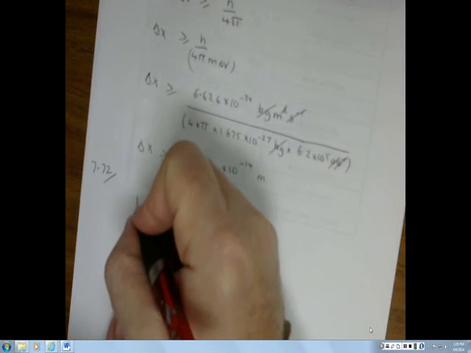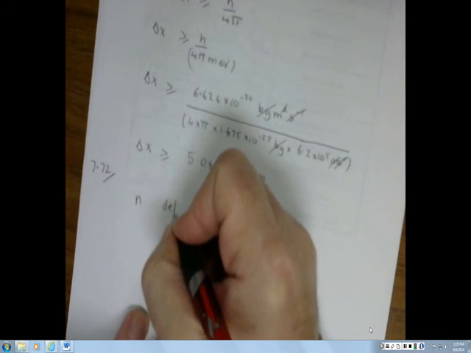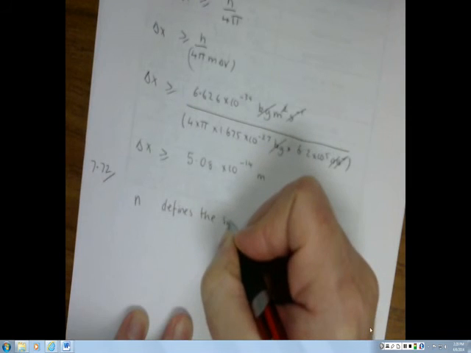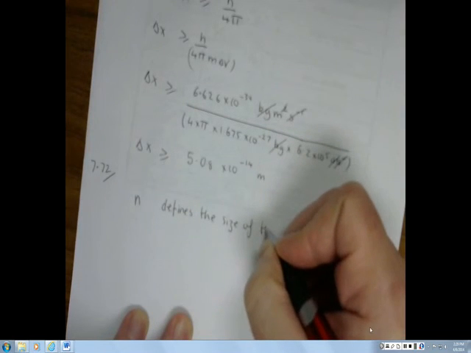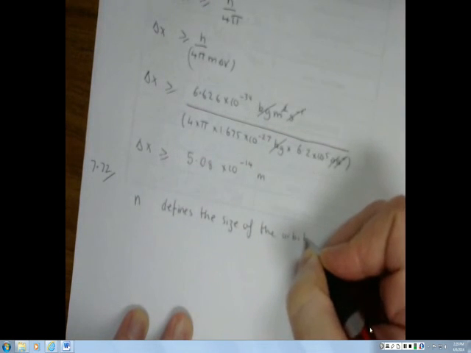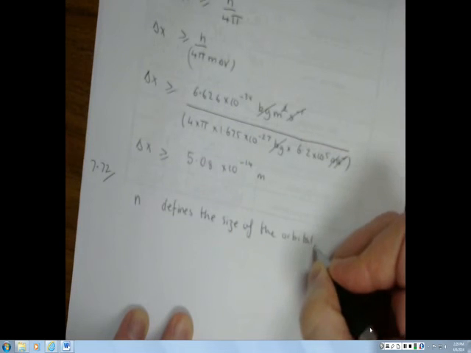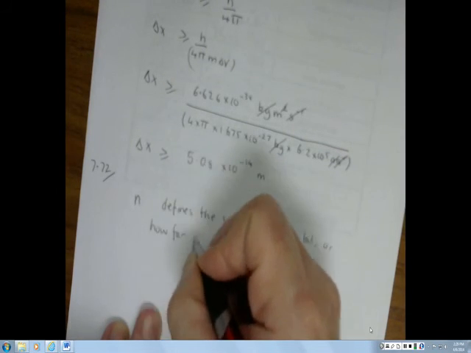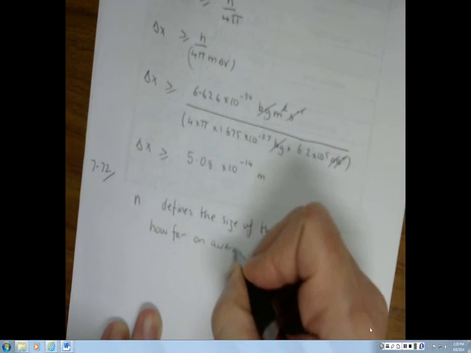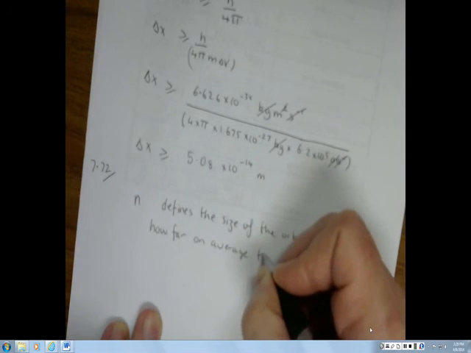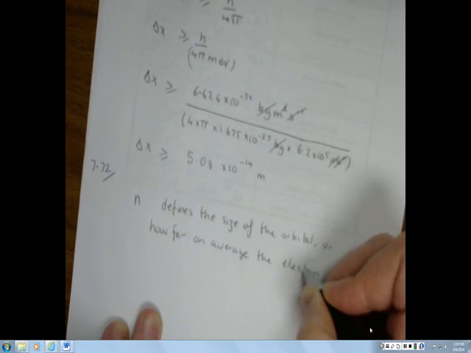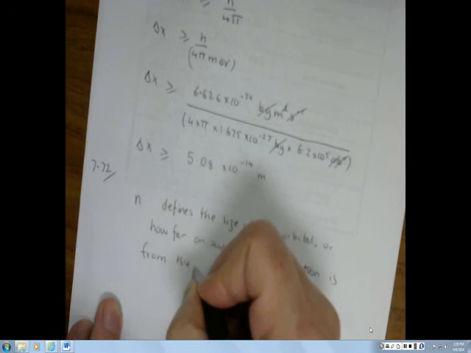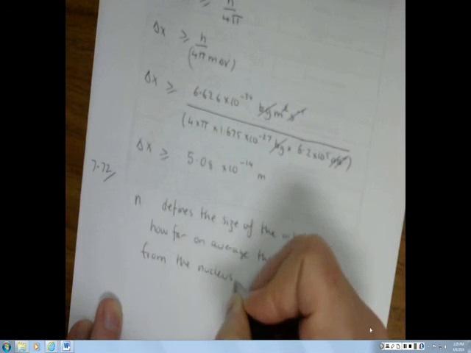So n defines the size of the orbital, or how far on average the electron is from the nucleus.